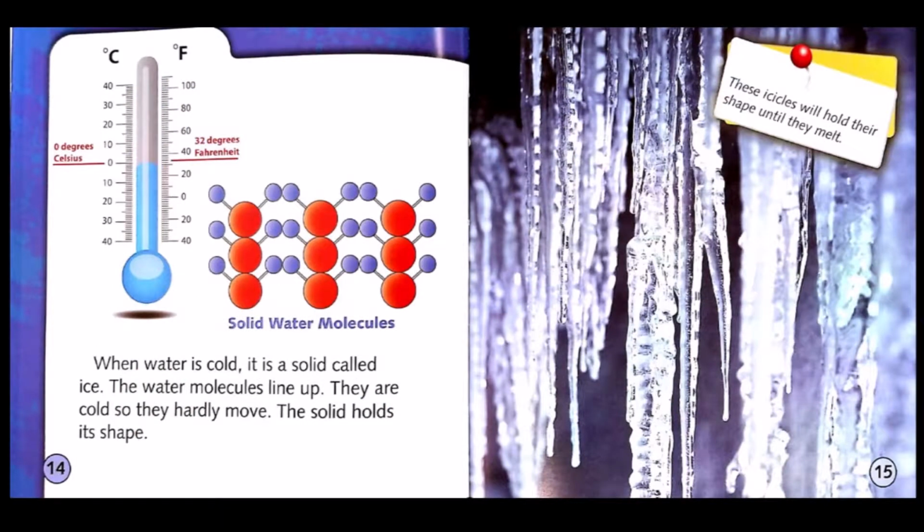When water is cold, it is a solid called ice. The water molecules line up. They are cold, so they hardly move. The solid holds its shape.